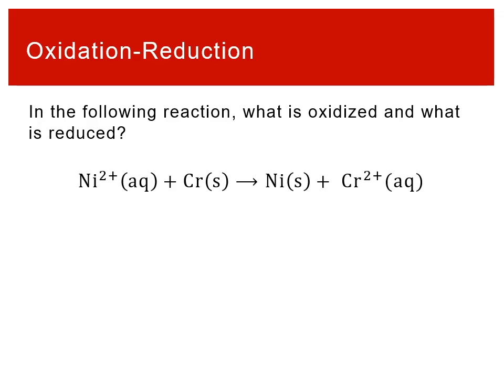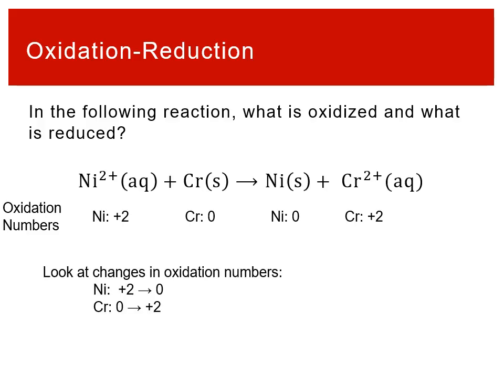reduced. And so the process there is always going to be, I'm always going to start out by assigning oxidation numbers. And so in the case of this, I only have ions or neutral species. So my oxidation numbers are going to follow directly from the charge, right? Nickel 2 plus has an oxidation number of +2. Chromium solid is elemental, so it has an oxidation number of 0.